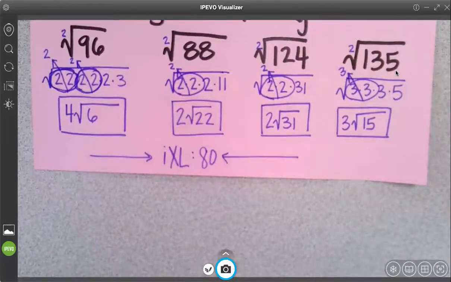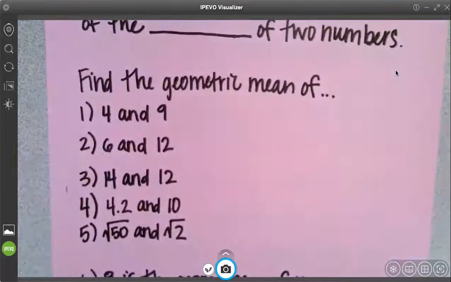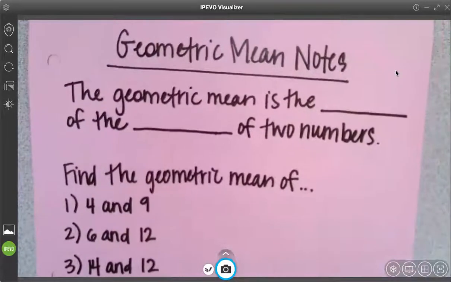We're not just simplifying radicals. We're talking about how to solve for some specific pieces of some specific triangles. And in doing that, we're going to have to use what's called the geometric mean. So if you'll flip your paper over, geometric mean is probably not something that you did in Algebra 1. It's probably not something that you have ever heard of before.